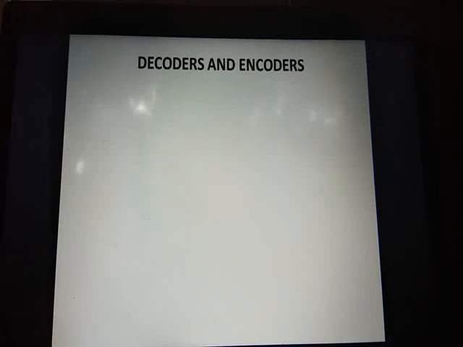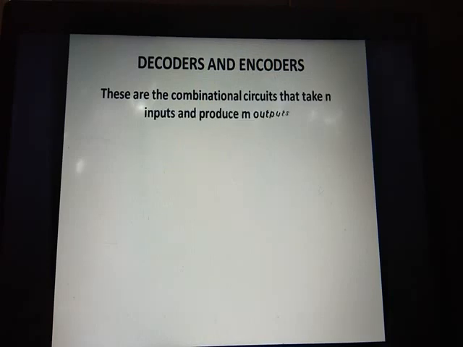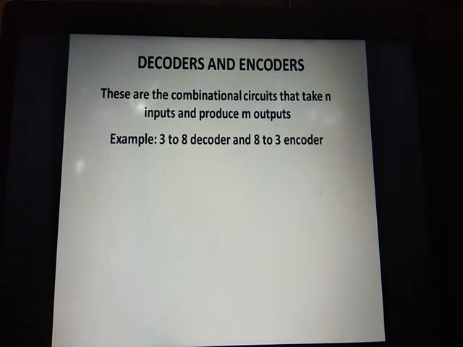These decoders and encoders are the two combinational circuits which are going to take n inputs and produce m outputs. We'll examine this one by using one example, that is 3 into 8 decoder and 8 into 3 encoder.